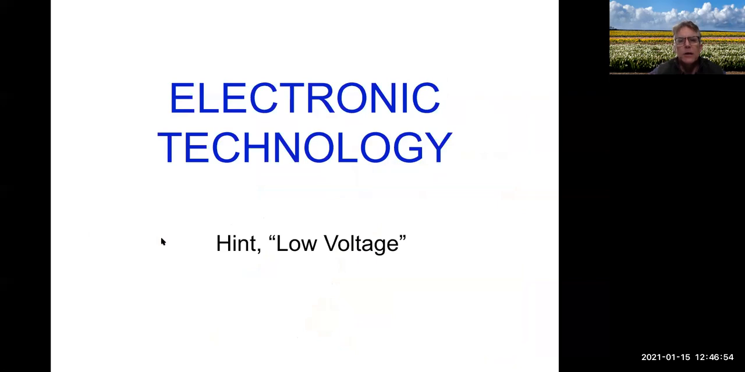Electronic technology, hint, low voltage, right? So electrical can be high voltage. Electronic technology uses low voltage. So that is your battery, 1.5 volts. Almost all batteries are 1.5 volts. Two batteries in line, one on top of the other, typically that is 3 volts. That is called putting batteries in series. If you put them in parallel, you get more wattage, but it stays at 1.5 volts.